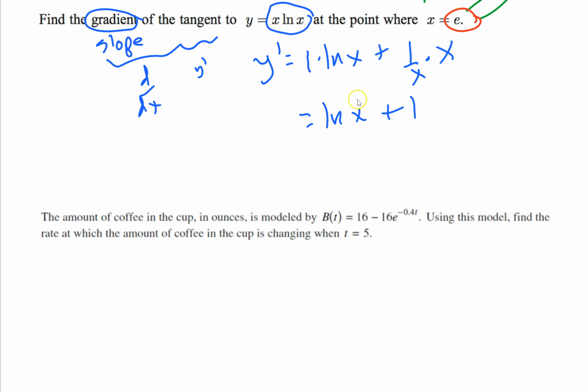Plug e in. Natural log of e plus 1. Natural log of e cancels, you just get 1 plus 1 is 2. Nothing to it. Last one.